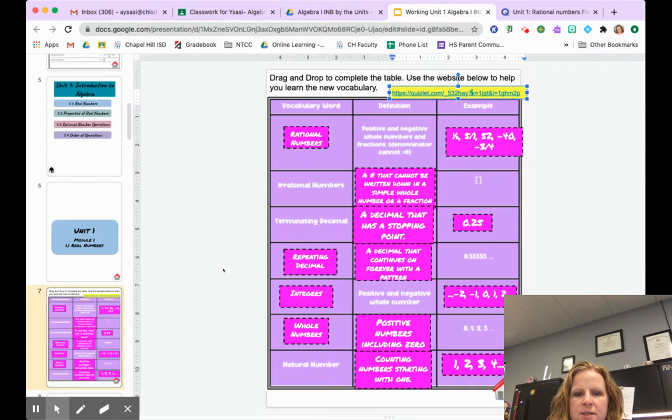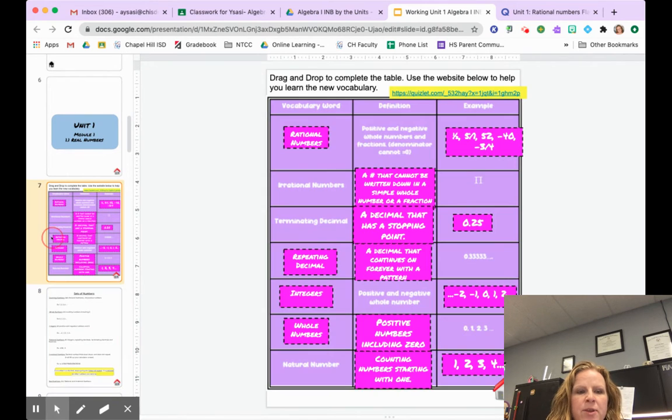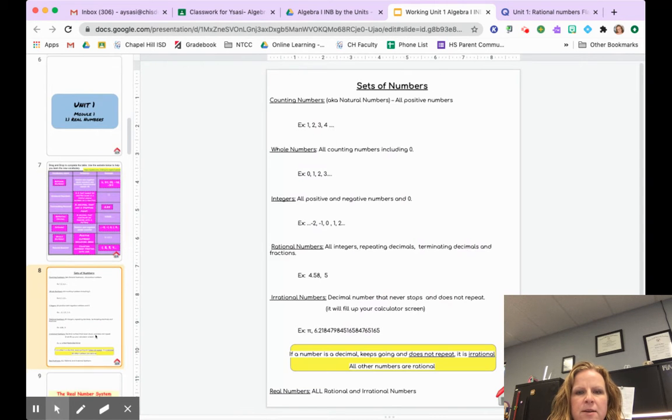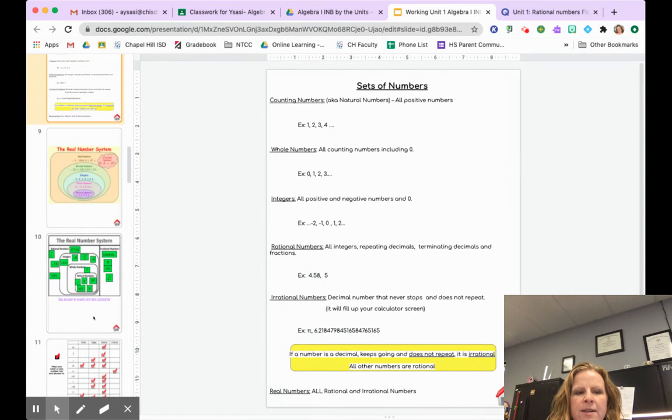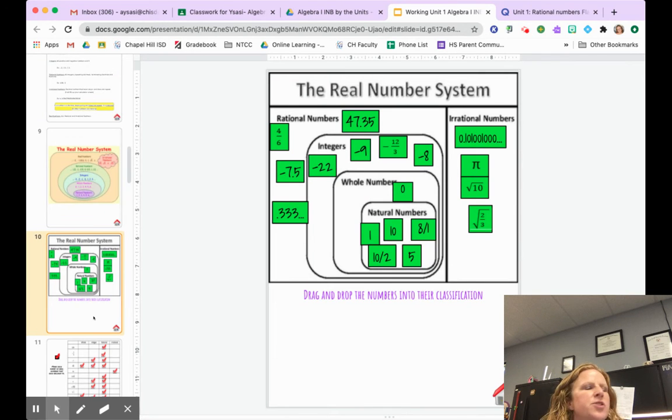So then let's go on, because I completed this with you on a video last week. 8, 9. So now 10. 10 is the one that you are checking right now. This was the drag and drop, the real number system. You should have put these numbers in the correct spot.